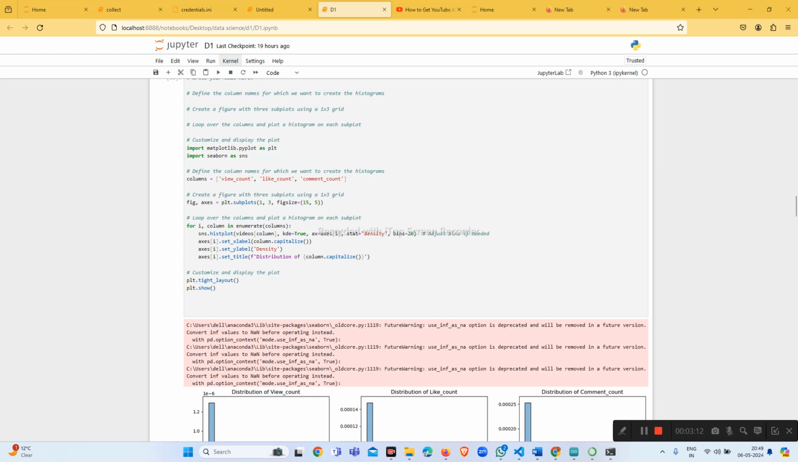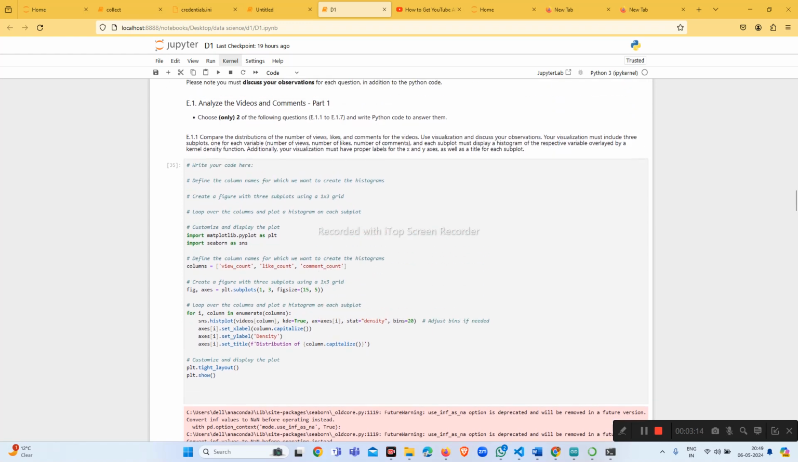So this code basically creates a histogram to show how often certain things happen in a data set. In this case, it's about the videos. The histograms are for three things: how many times people view a video, how many likes it gets, and how many comments people leave on it. Each histogram is in its own part of the same picture.